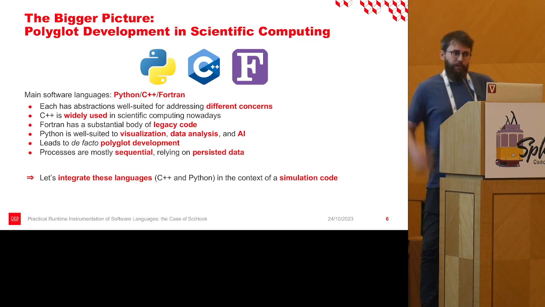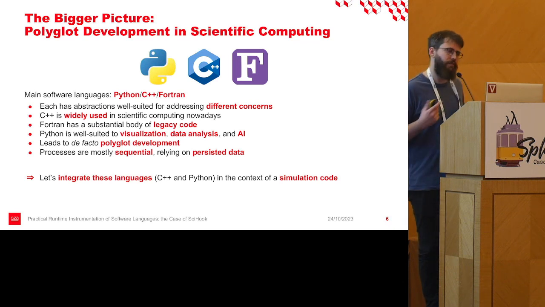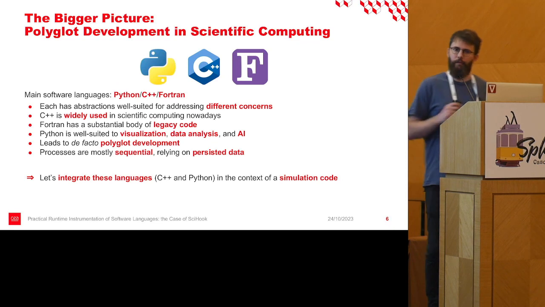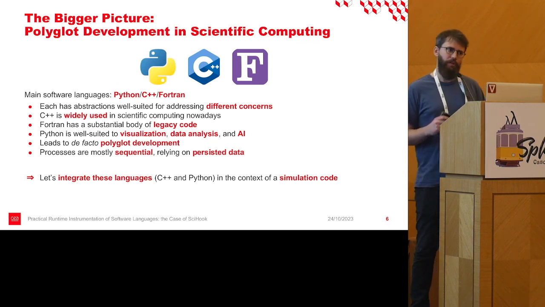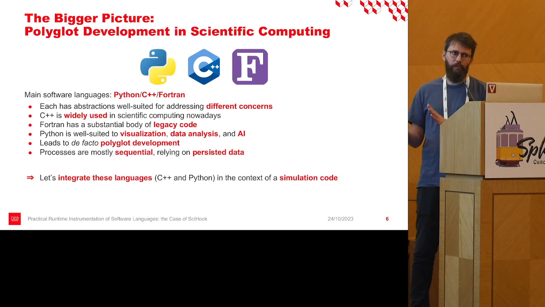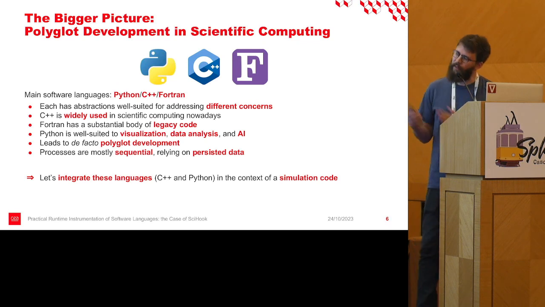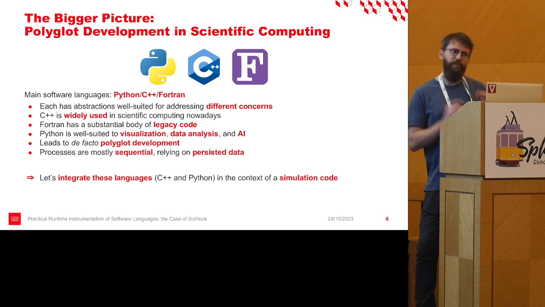And this leads to de facto polyglot development. But this polyglot development happens in a sequential process, where we run a complete simulation, and then we change the language that is used to use Python instead and analyze the results. So we thought, why not integrate those languages, meaning C++ and Python? We did not look at Fortran, but in the context of a simulation code. And I should even say in the context of a single simulation.